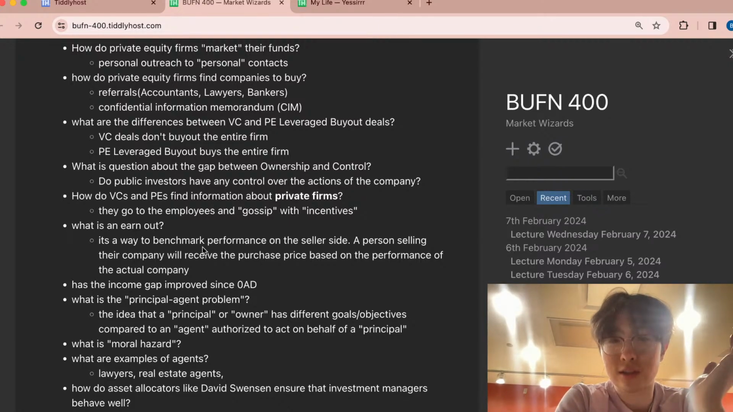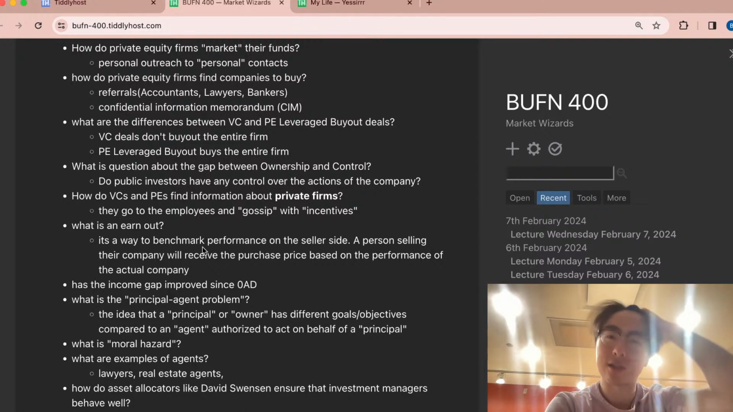Usually, at least according to my professor, private equity firms will provide these employees some type of incentive to actually spill information. So I think that's definitely an interesting thing. Maybe I could do more research on that because I'm not 100% sure if that's the go-to strategy.